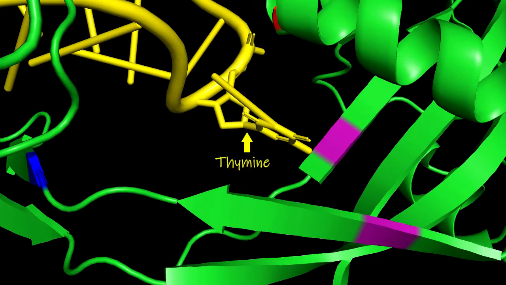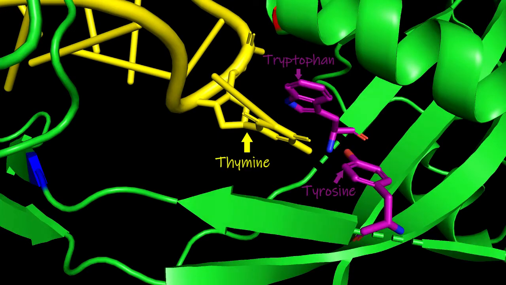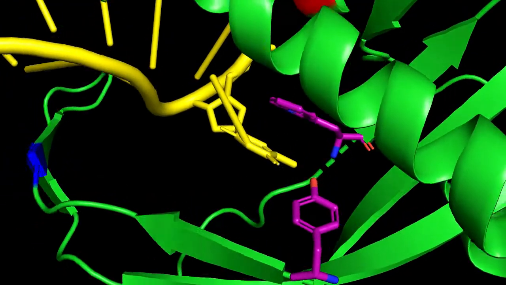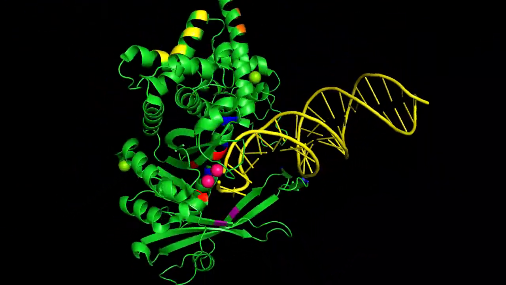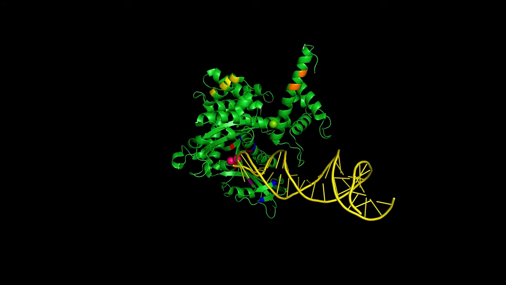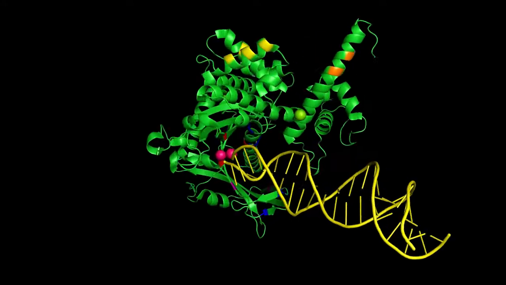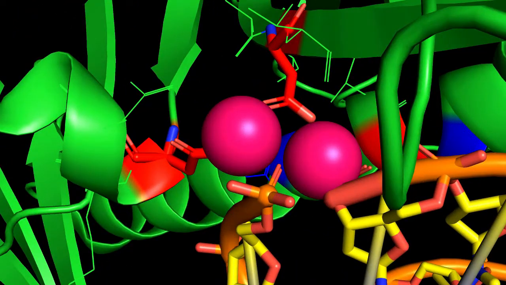A small distance away, a thymine base of the DNA is rotated out into a pocket of the protein. Here it interacts with the aromatic residues tyrosine and tryptophan, where the tryptophan ring stacks with the rotated thymine and the tyrosine hydrogen bonds with it. Now that all these contacts have held the DNA in place, the active site can get to work.